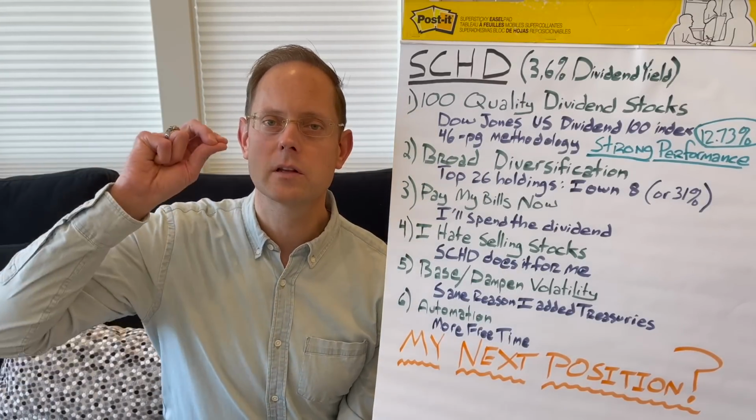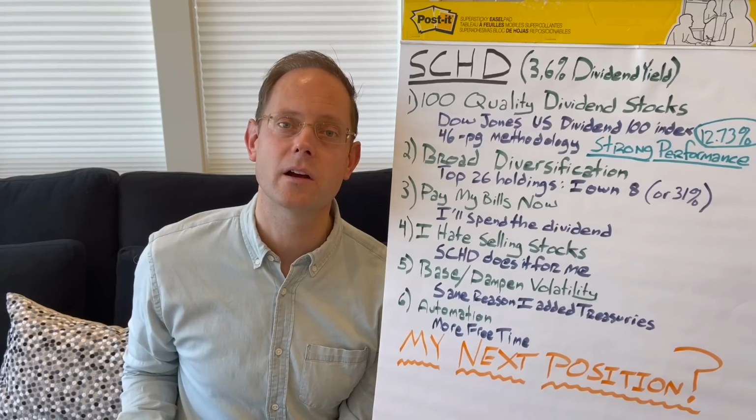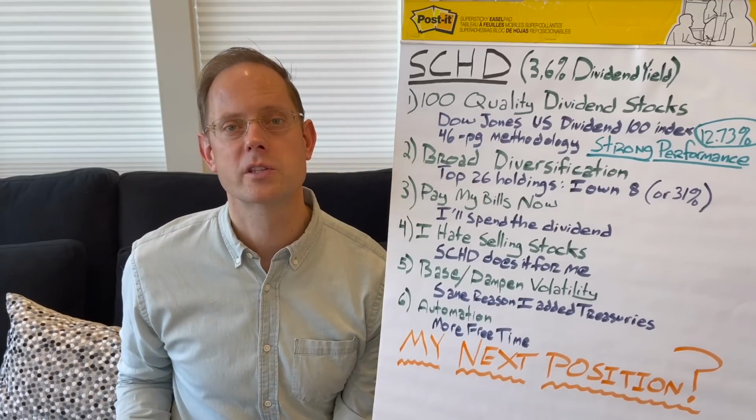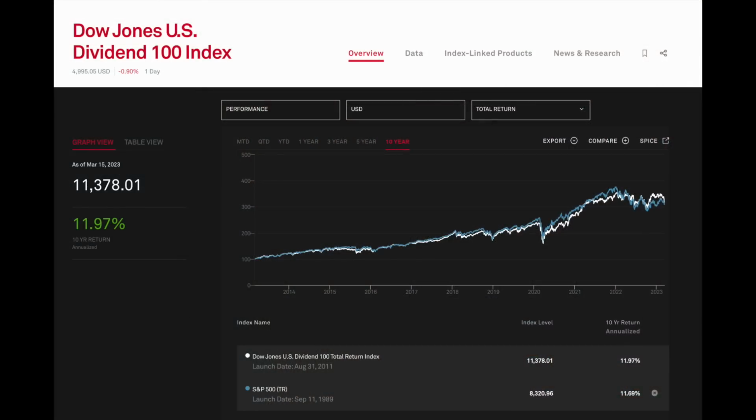And this number looks very accurate to me as compared to the index, more or less, because I also went over to the Dow Jones website. And as you can see on the screen right now, here's the Dow Jones website. This actually shows the Dow Jones U.S. Dividend 100 index. And on the screenshot you have in front of you right now, over the 10-year period, it has 11.97% annual returns on average.